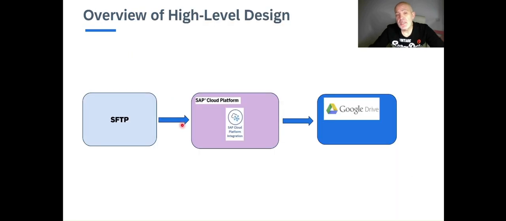So from a general point of view, we have three simple macro blocks. We have the SFTP server, we have the integration suite with the body and the processing of the integration process, and then we have the Google Drive as the destination of the data.